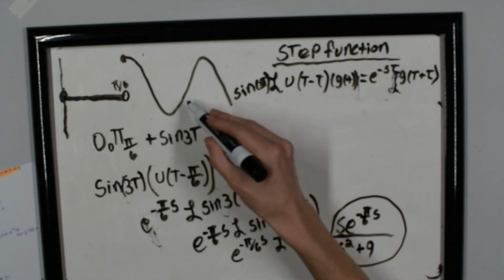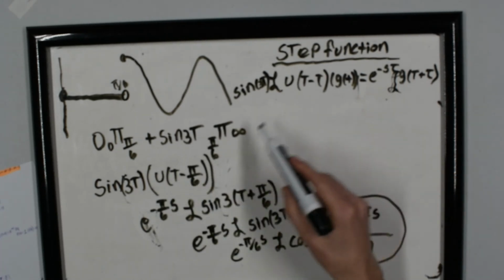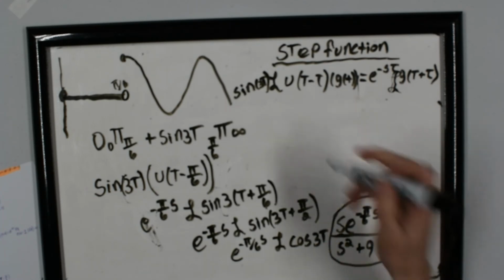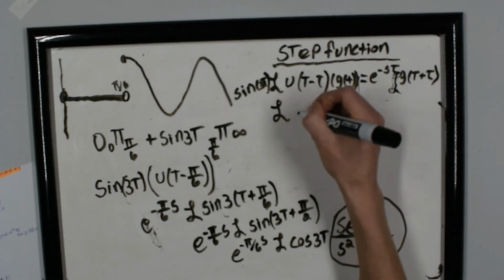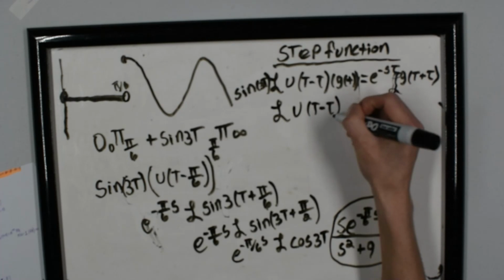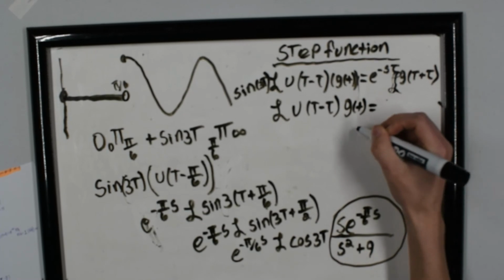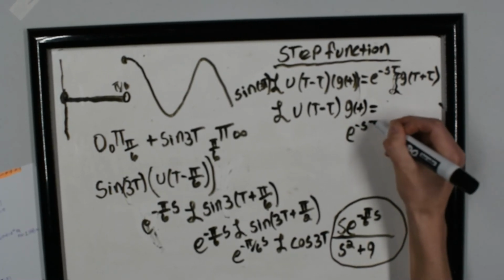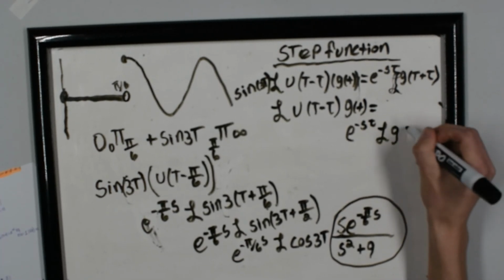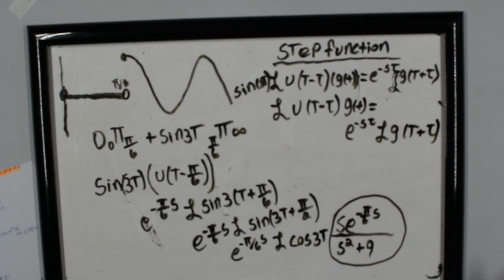So to recap, we were given a piecewise function, we converted it to a step function, and then we used this formula to find the Laplace transform. To write this formula a little more clearly, the Laplace transform of a step function multiplied by a function is equal to e to the negative s tau times the Laplace transform of g of t plus tau. Alright, I hope this video helped.